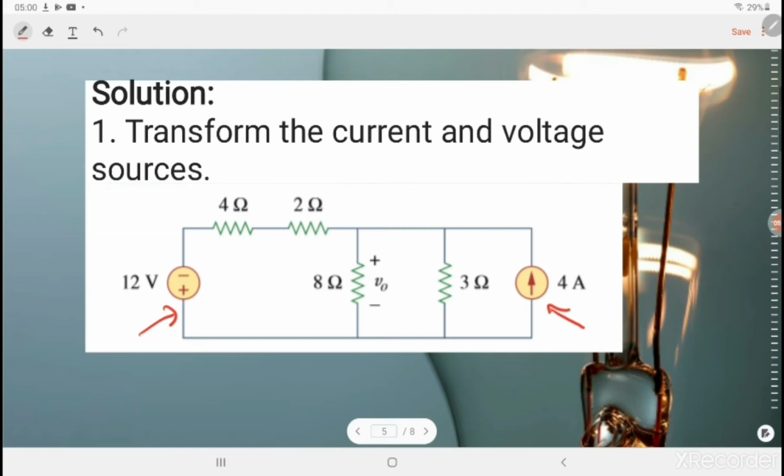In order to get the value of the voltage source, we use Ohm's law, which is Vs equal to Is times R. In this case, Is is 3 ampere times 4. Therefore you get 12 volts. The 12 volts must be in series with the 4 ohm resistor.